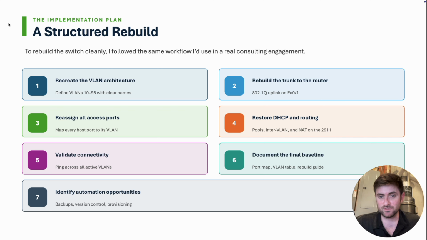Then I rebuilt the trunk to the router on port FA01 like I explained. Then I reassigned all access ports with the correct VLANs. Then I restored DHCP and routing, made sure that worked, pools, inter VLAN and NAT on the 2911. Then I validated the connectivity, and then I documented the process and technically identified opportunities for automation.